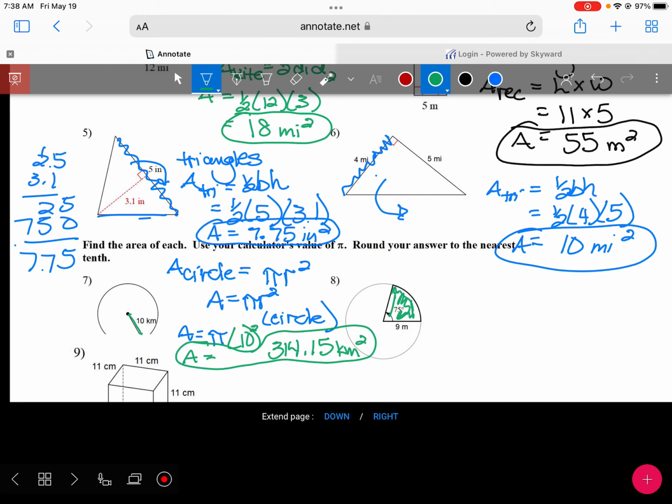Oh, to the nearest tenth. Thank you. Yes, I did. So going back to number 7, which digit is in the tenths place? The 1. So you look next door, 5 or more, it's going to go up. So my final answer should be 314.2 kilometers squared.